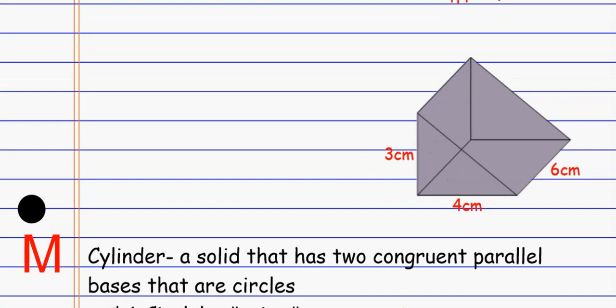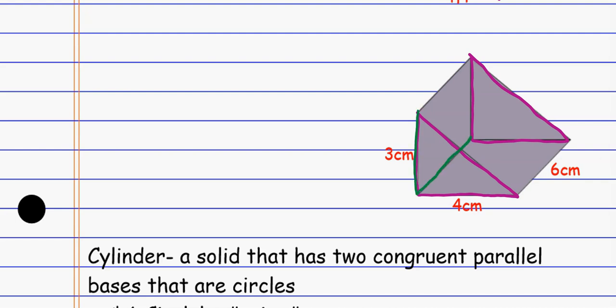If I look at this one, once again, the two pieces that are the same this time are going to be these triangles. So this triangle up here and this triangle back here are going to be my bases of this thing, because they're the faces that are the same and are parallel to one another. Okay, so those are my bases. Everything else are the lateral sides.